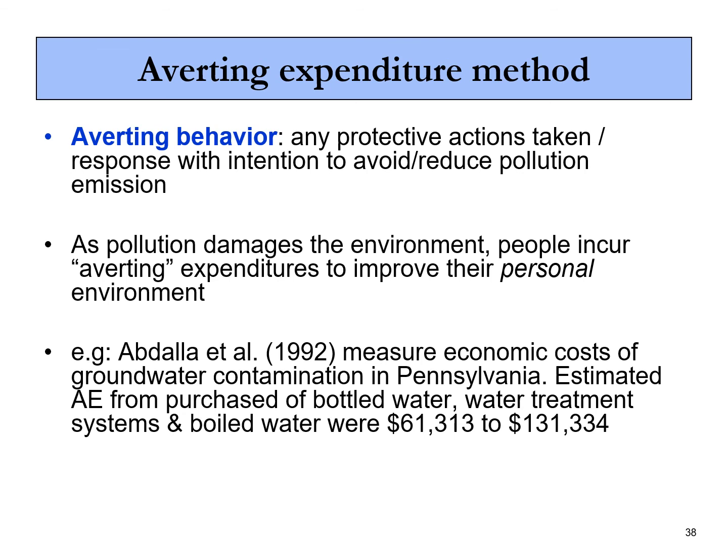Abdullah et al. 1992 tried to measure the economic costs of groundwater contamination in Pennsylvania. The estimated averting expenditure from purchase of bottled water, water treatment systems and boiled water was about $61,000 to $131,000.